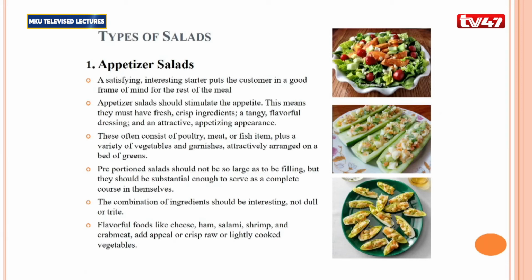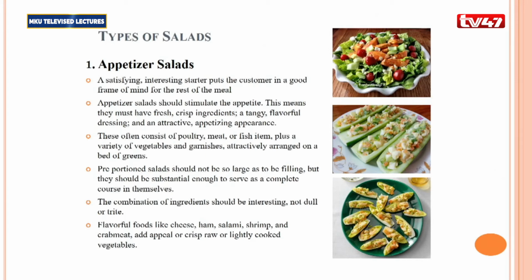So the first type of salad we have is the appetizer. When we talk of something being an appetizer, this is something that usually stimulates the appetite. It has to stimulate the appetite so that even if this person is sick or very hungry, their stimuli already go high. They want to eat very fast. So appetizer salads are able to stimulate the appetite, okay?